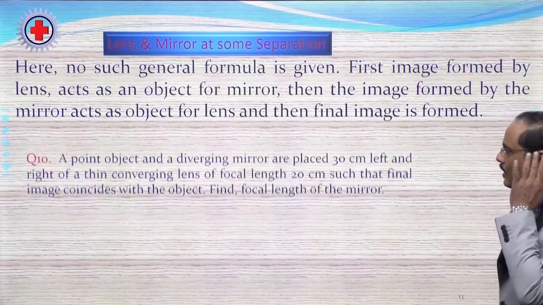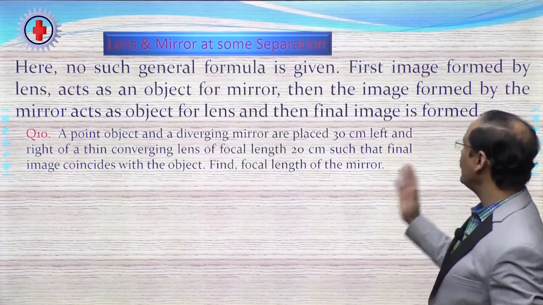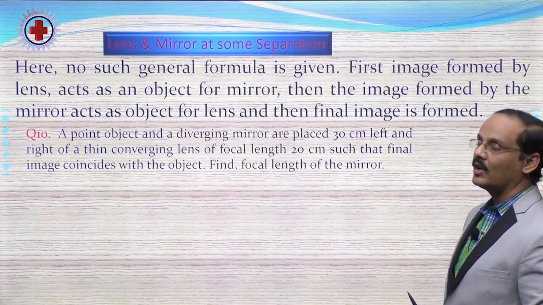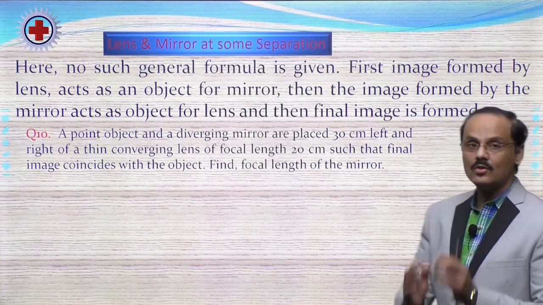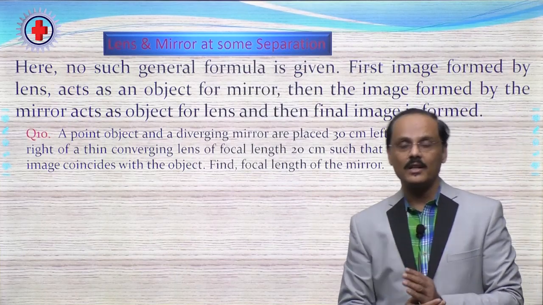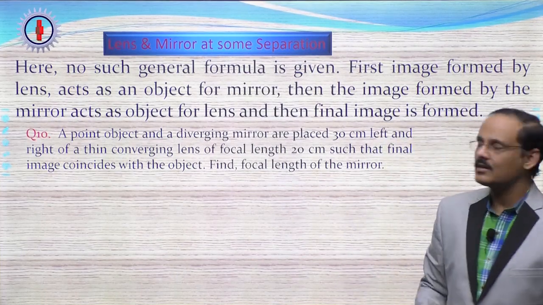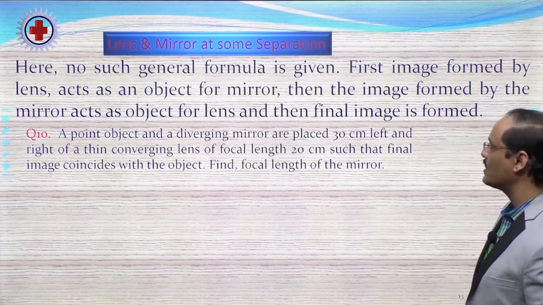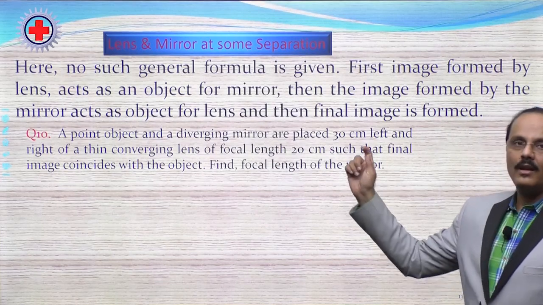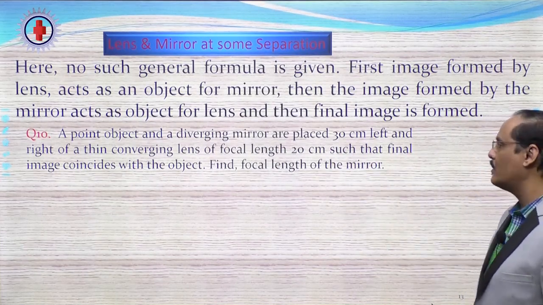Now, we have a question: a point object and a diverging mirror are placed 30 centimeter left and right to a thin converging lens of focal length 20 centimeter. So, we have a converging lens. On one side at a distance 30 centimeter the object is placed, on the other side we have a mirror placed that is also at 30 centimeter and we have a diverging mirror or convex mirror. The focal length of the lens is given to be 20 centimeter.